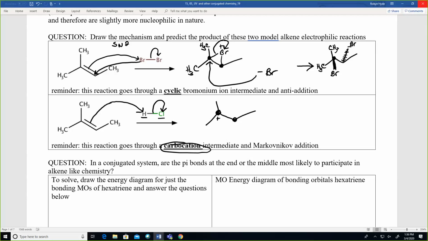Okay, so again, coming back here, our carbocation has to be on the carbon on the left because we need the carbocation where I have the most electron donation.